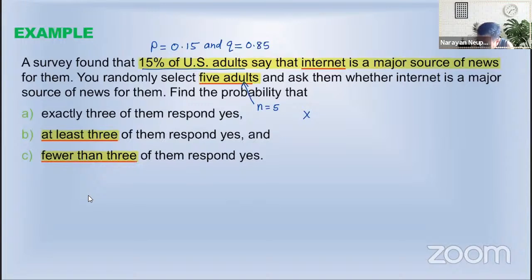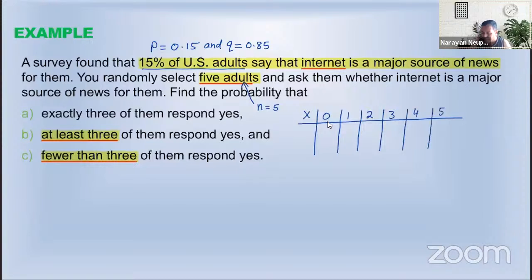When you ask 5 people, maybe none of them say that they use internet as the source of news. None of them, 0. Maybe 1 will say that I use internet as the source. Maybe 2 of them, maybe 3, maybe 4 of them say yes, or maybe all 5 of them say yes. Okay, so now we have to find the corresponding probabilities, P of X.